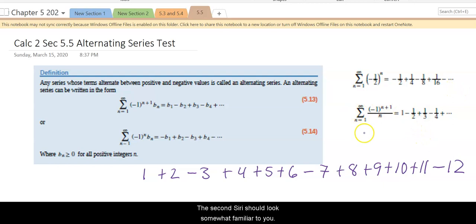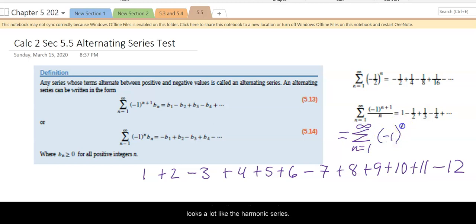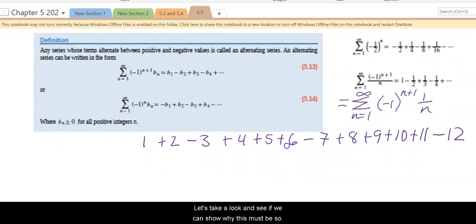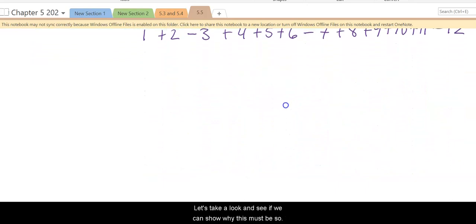The second series should look somewhat familiar to you. If you write it in a different form, where the negative is pulled away from the fraction, you will see that this one, in fact, looks a lot like the harmonic series. This is the alternating harmonic series. In contrast to the harmonic series, which diverges, the alternating harmonic series converges. Let's take a look and see if we can show why this must be so.